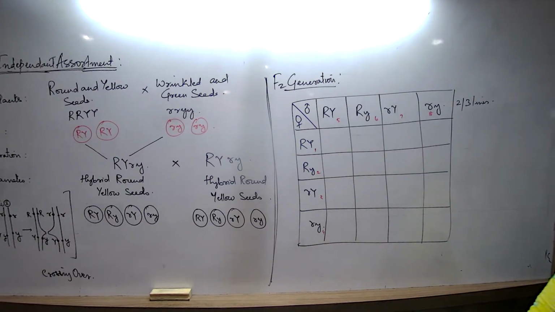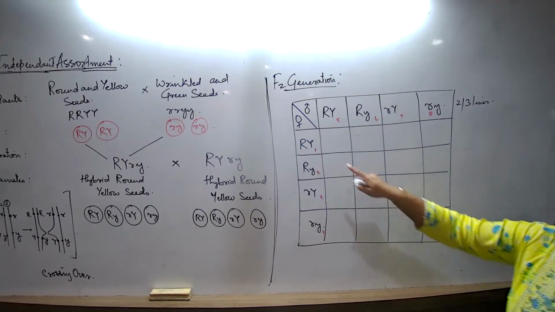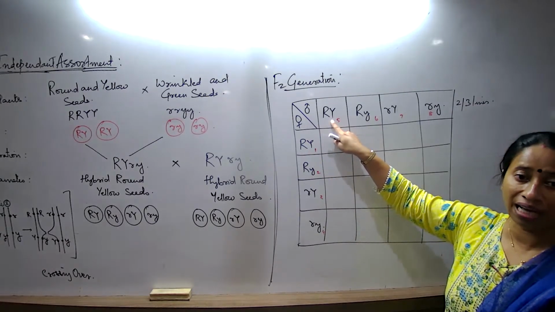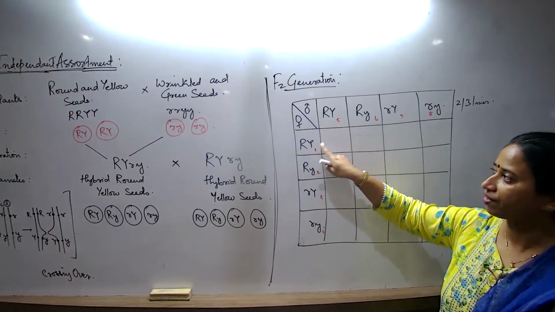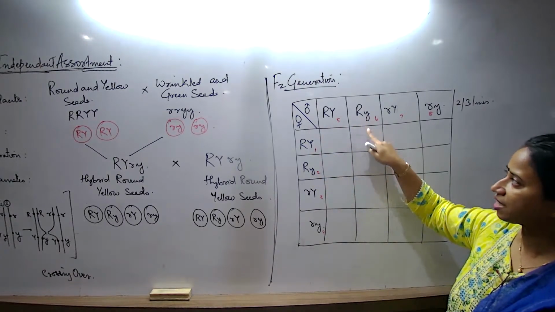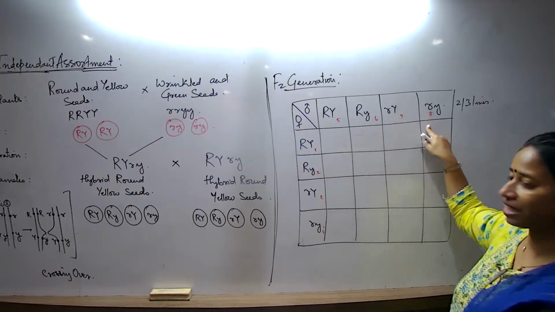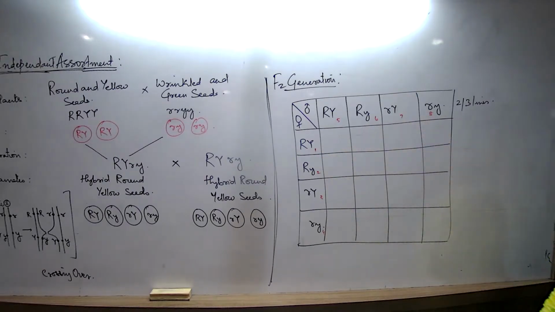Now what are we going to do? What did we do in the previous Punnett square? Take one, fertilize with the other. 1 with 5, right here. 1 with 6, right here. 1 with 7, right here. 1 with 8, right here. Now that we are writing down the letters, what are we writing? Phenotype or genotype? Genotype. Genotype we are writing.